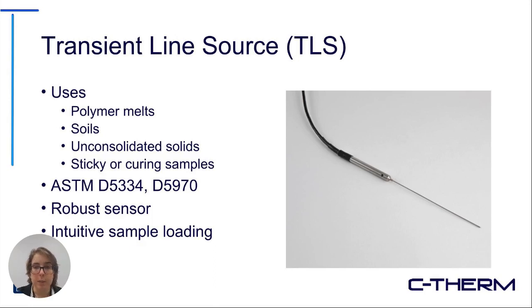The final method that we'll look at is the transient line source. This method's best for thick, goopy materials or unconsolidated solids. And it's standardized according to ASTM D5334 and D5970. One of those is a method for looking at polymer melts and soft polymers. The other is a method for soft and unconsolidated geological materials.